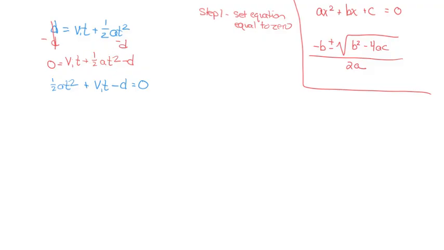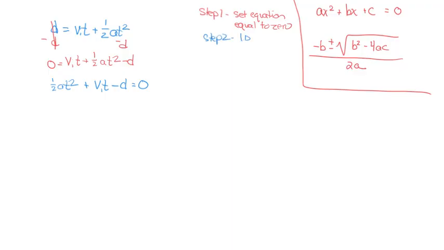So what I did was I took the variable that's matched with the t squared, or the x squared here, is going to be this here, and that's plus 1/2 a t squared. And then the bx matches this here, where the t is similar to the x, and that's plus vi t. And then the c here is going to be the minus d.